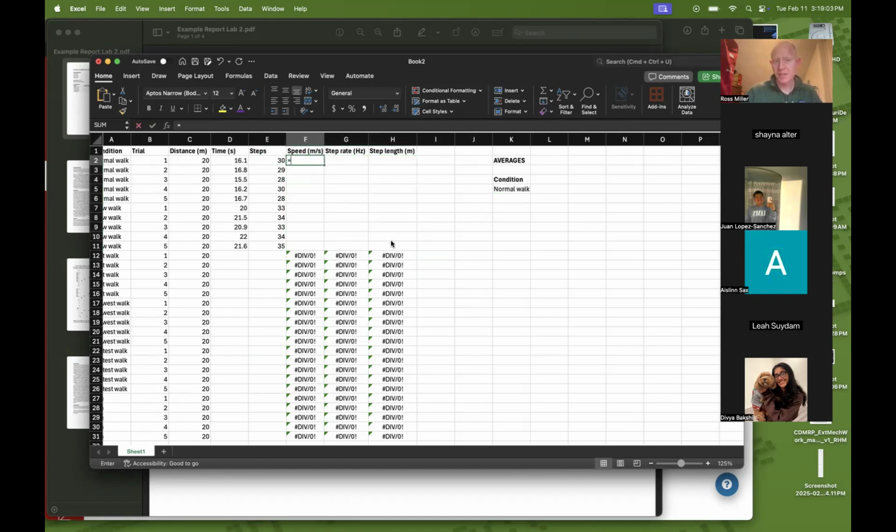Speed is equal to distance divided by time, right? How far did it go and how long did it take me to cover it? And I'll copy that down for everything. Step rate is how quickly am I completing steps, right? So you can get that from how many steps did you take and how long did it take you to do them. And that gets you your step rate or steps per second, which becomes cycles per second or hertz.